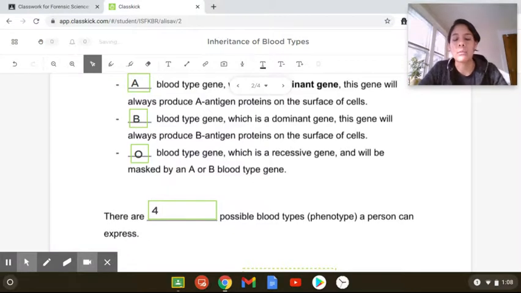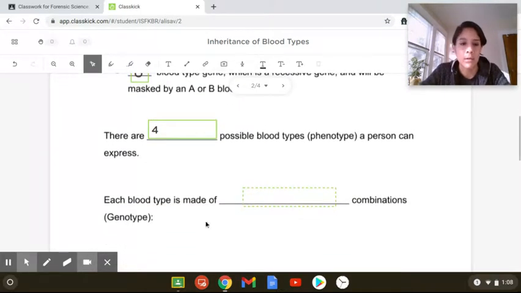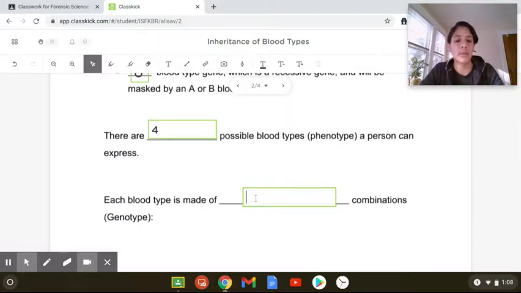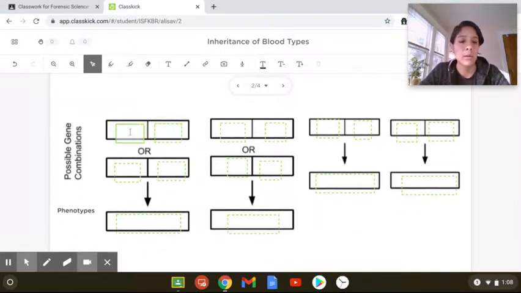There are 4 possible blood types that we're going to be discussing in this class that a person can have. In this next part, each blood type is made up of 2 genes. We have 3 possible genes, and those 3 genes combine in different ways to give us the 4 possible blood types. This part is going to be the most important part to help you complete the next problems.